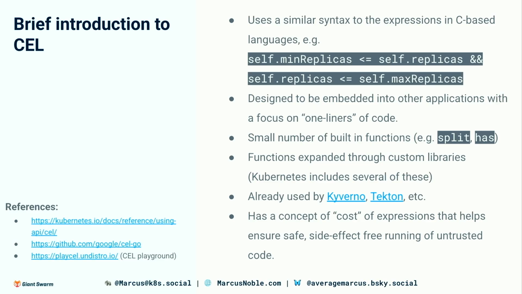CEL, you may have already come across it in some other cloud native technologies. So Kubernetes uses it for some of their policies as well, as does the Tekton Triggers project for some of theirs. It also has this concept of cost that helps the expression to be safe and not have memory leaks and run infinitely and all those kinds of things. So it's really good for embedding it within other applications.